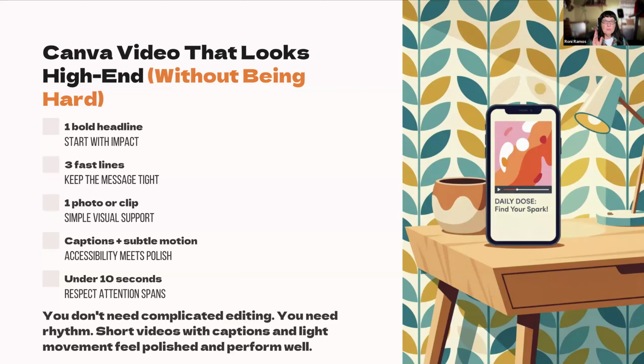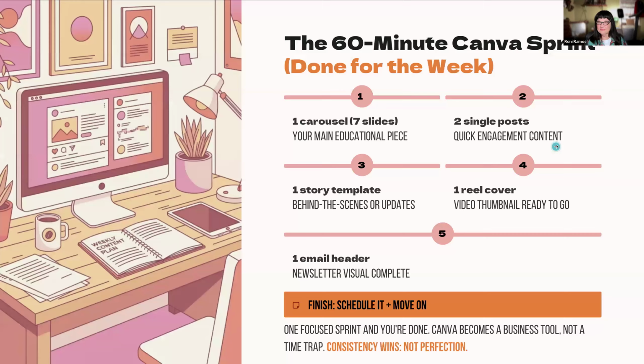Absolutely, you must, as a business owner, keep your content accessible. So captions are a great way to do that. And for short form video, keep it under 10 seconds. Respect the attention spans that we no longer seem to have as humans. You don't need complicated editing, you need a rhythm. So short videos with captions and light movement in your transitions feel polished and they perform really, really well.